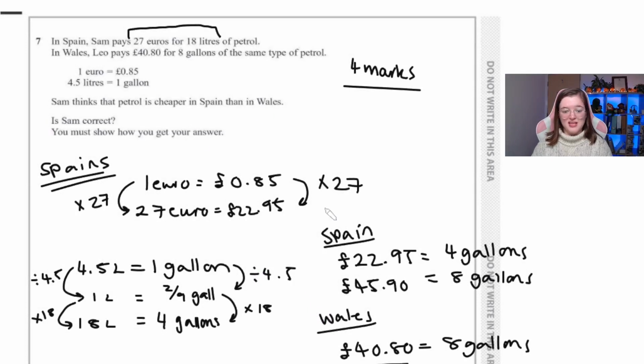So Sam is wrong. Unfortunately, Sam, sorry to say, but Sam is wrong. Put that down there. So Sam is wrong. There we are. Perfect.